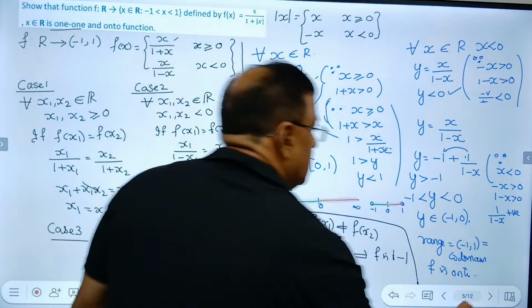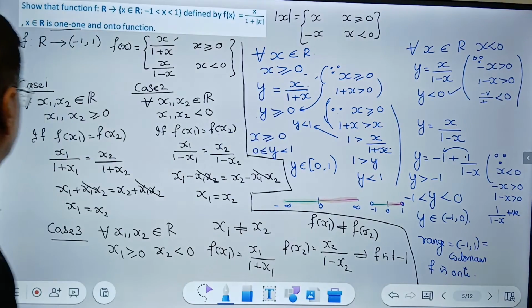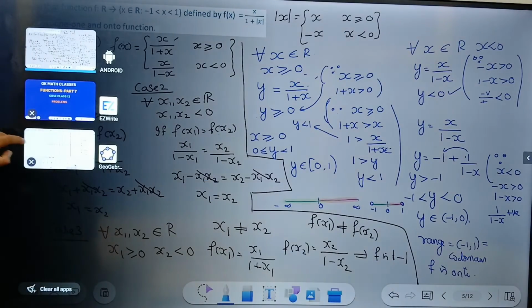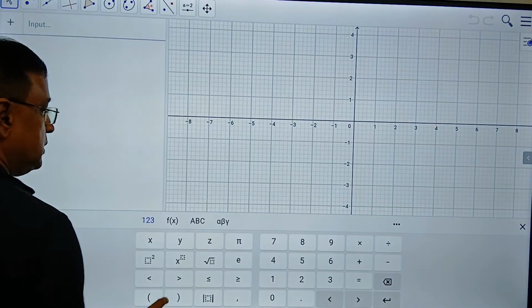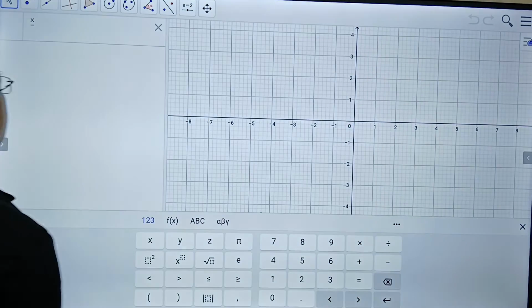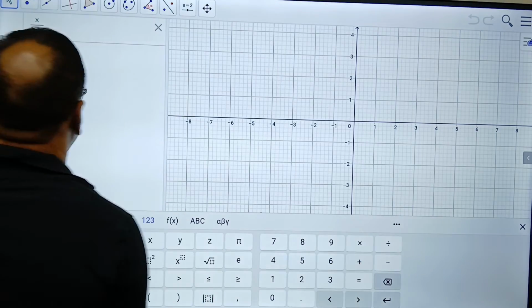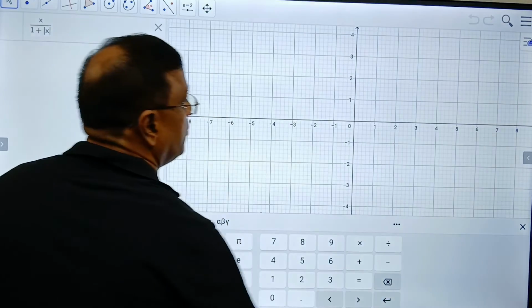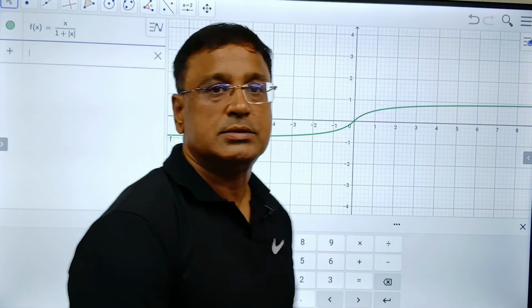Okay. Now let's go to the next question, or maybe I'll just show you this problem in GeoGebra. Okay, I'll show you the graph of this function. Actually, this is a very interesting graph. Look at this. It is actually x divided by 1 plus mod x. Look at this. X divided by 1 plus mod x. So look at this graph. X divided by 1 plus mod x.